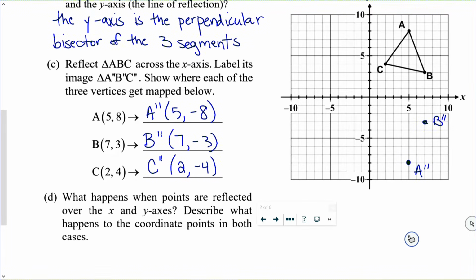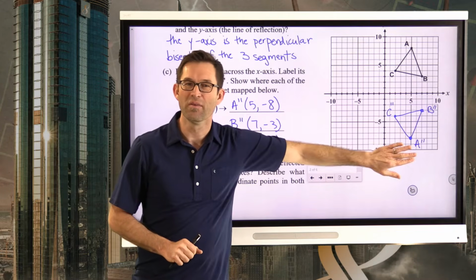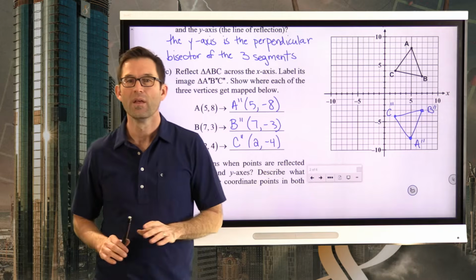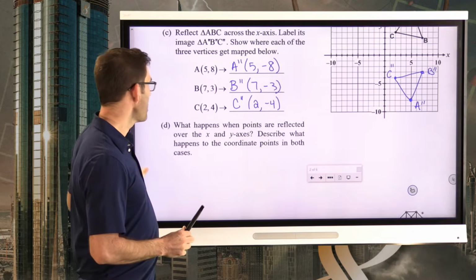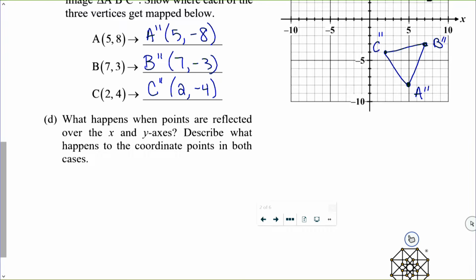What you might notice is that I ended up just changing the sign on all the y-coordinates. It's very similar to letter A. All of those positive y's suddenly became negative y's when I flipped it across the x-axis. Let's take a look at that last piece of this problem. What happens when points are reflected over the x and y axes? Describe what happens to the coordinate points in both cases.